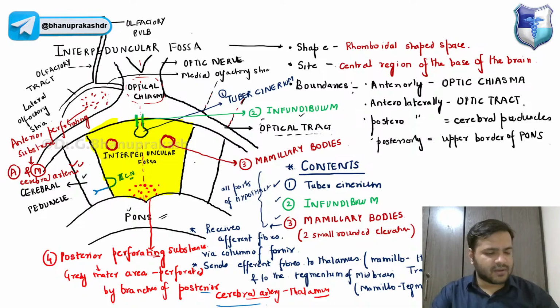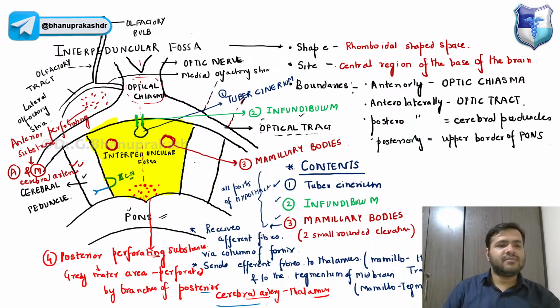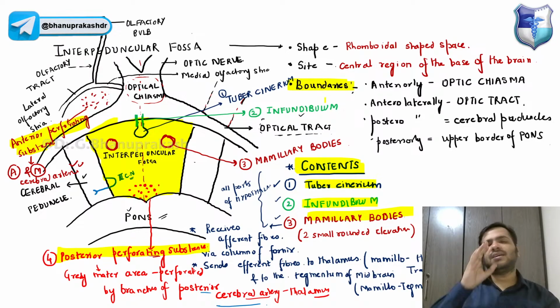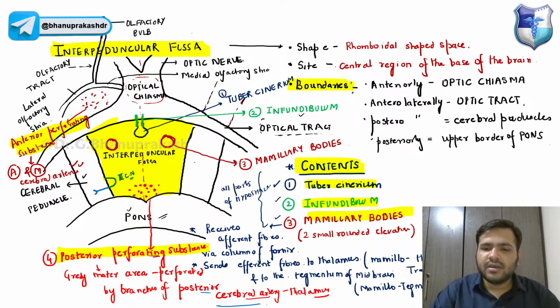I hope this is clear, guys. Just give me a thumbs up in the chat box if it is clear to everyone. In this case, the contents are most important: the tuber cinereum, infundibulum, mammillary bodies, and the posterior perforating substance. Apart from that, the extra thing you have to remember, which is not a part of this fossa, is the anterior perforating substance. The boundaries are pretty much clear, guys. So that is something about the interpeduncular fossa. We have covered this interpeduncular fossa today.